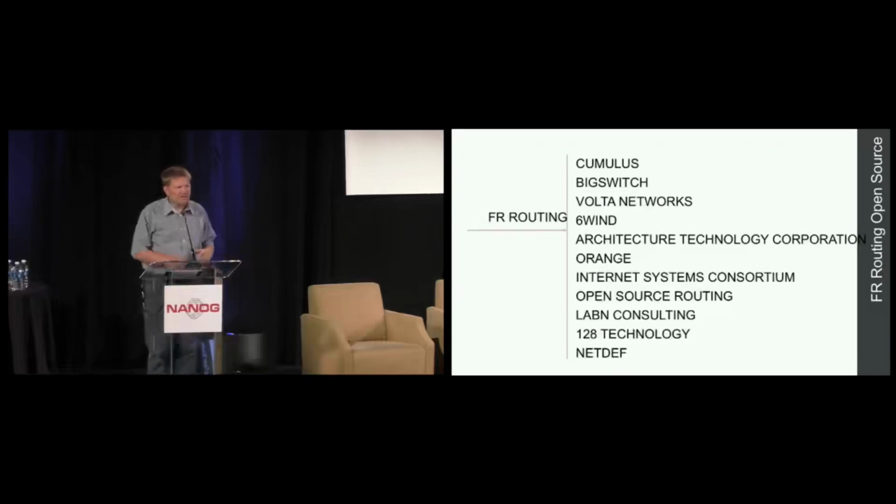Free-range routing is a newish project. It was forked off of Quagga, so this is something that is 6 months old, 7 months old. Last ONS, free-range routing was actually brought into the Linux Foundation in a way where it cannot be controlled by a single company. It's being supported right now by Cumulus, Big Switch, Volta, 6Wind.